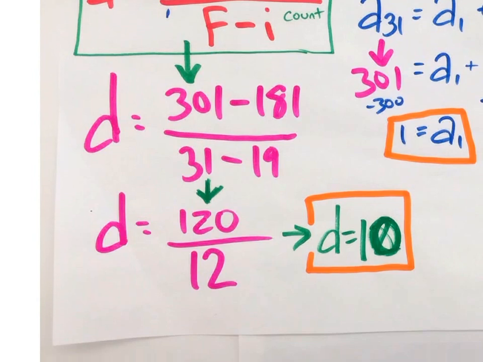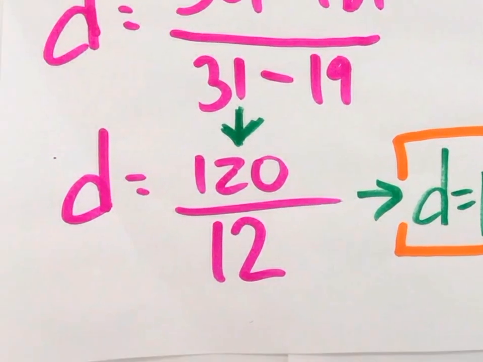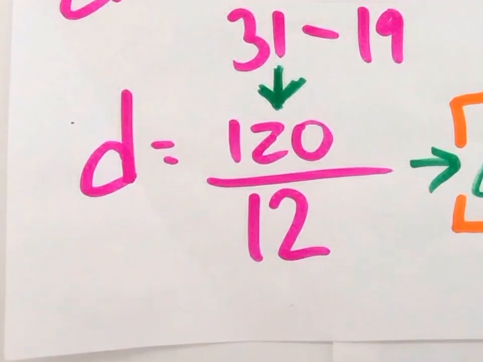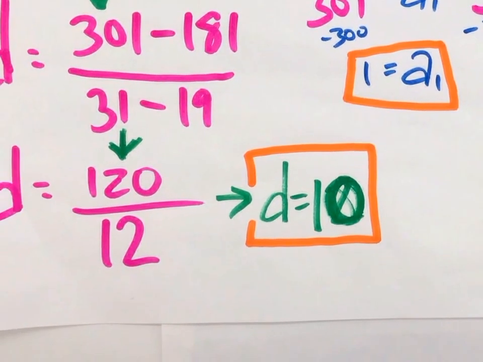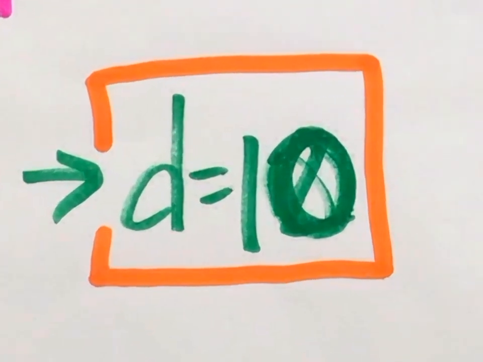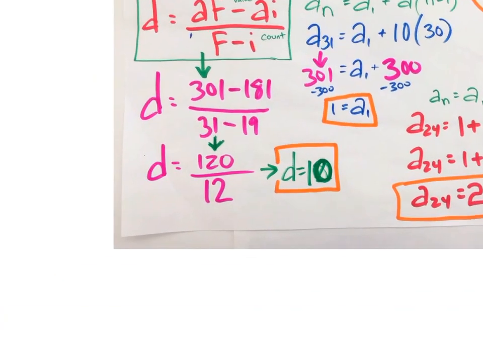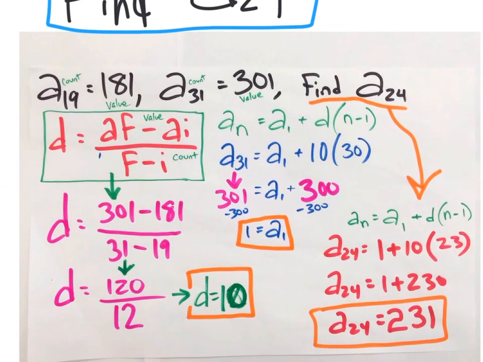And when we do the math, we're going to figure out that that equals 120 over 12. That's our difference. We can simplify that to simply 10. 120 divided by 12 is 10. All right, so this is our difference. Now we've got to find that first term. How do we do that?